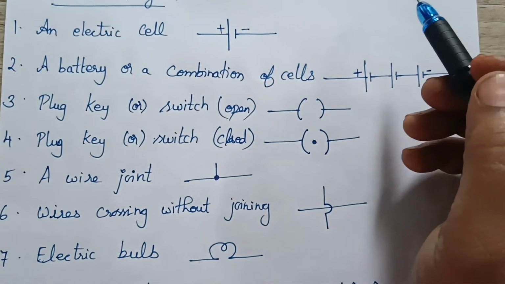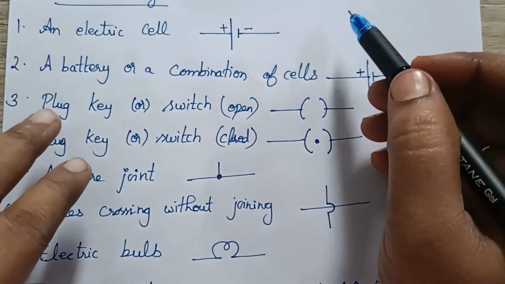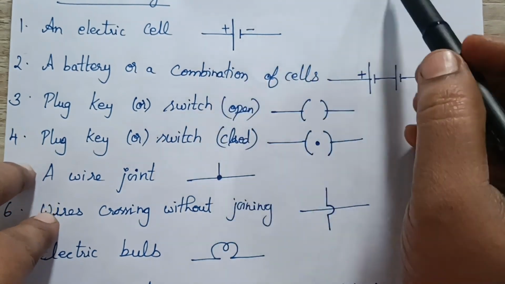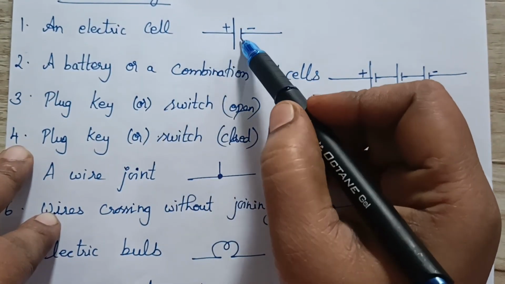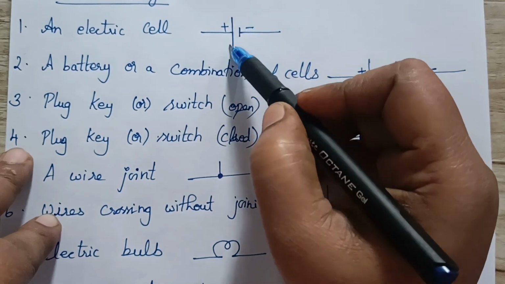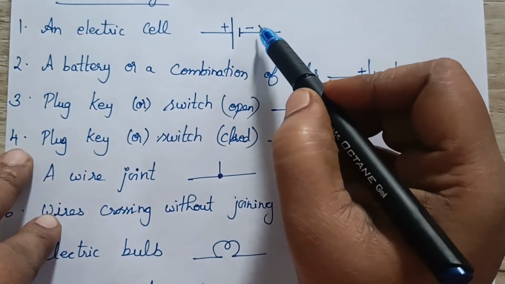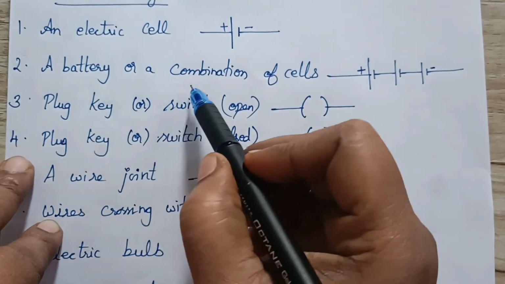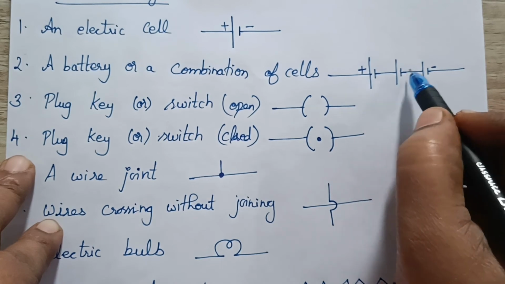Only a few things have been marked in that circuit diagram. Most of the things used in circuit diagrams, the symbols, are given here: the symbols of some commonly used components. The cell is represented by this symbol. This longer line is the positive terminal, and the smaller one is the negative terminal. A battery, or combination of cells, will be like this.